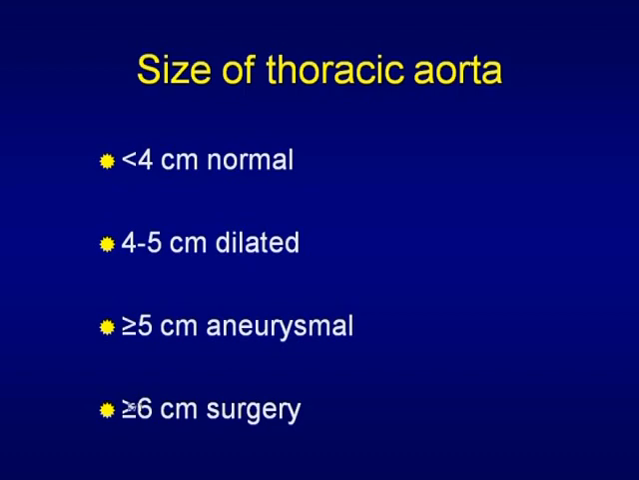Surgery, we always say 6, but in reality, 6 is the level where the incidence of rupture starts to increase significantly. So most surgeons like to do it a little bit earlier, usually 5.5 or so is when they'll do surgery. And in patients with connective tissue disease, like Marfan's and things like that, it's going to be a lot earlier than that. But if you like numbers, you can remember 4, 5, 6, but remember 6 is usually 5.5.